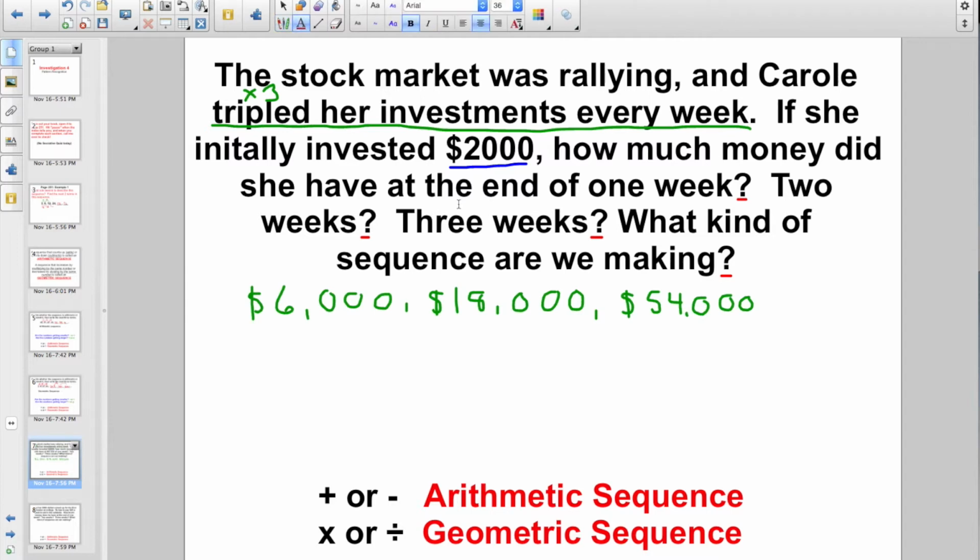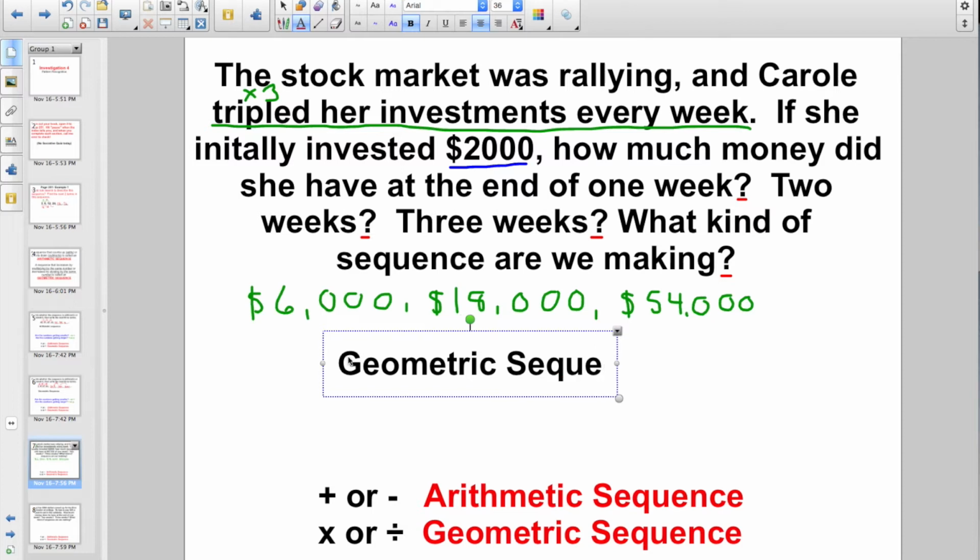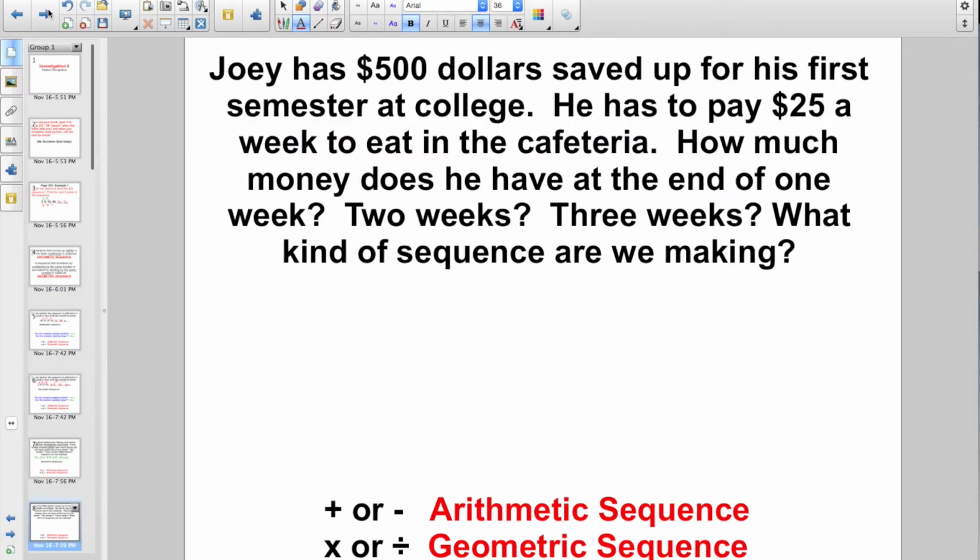$54,000. And now we have to say, what are we doing? Is it an arithmetic sequence or a geometric sequence? Well, we discovered multiplying by 3 is what we did to triple something. So that guy must be a geometric sequence. All right, are we ready for the next one?